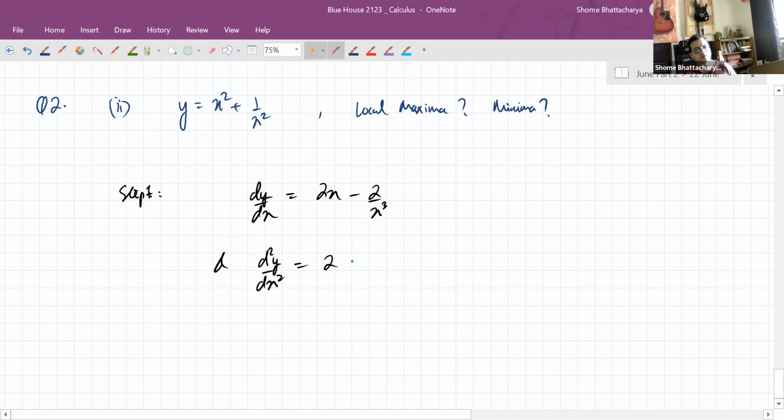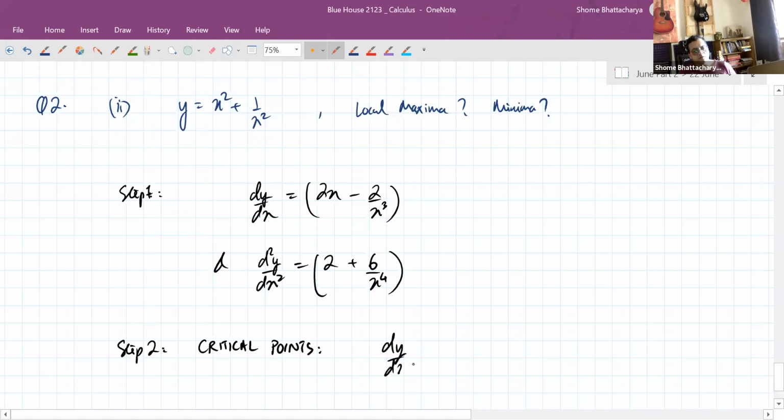minus 2 into minus 3, so that's plus 6 into x to the power minus 3 minus 1, so x to the power minus 4. So this is our second derivative, and this is our derivative. Now second step, we need to find critical points. Our critical points are the points at which the derivative should be 0.